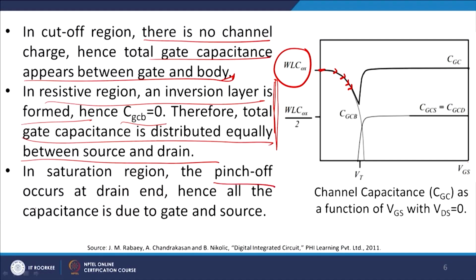Now, in saturation since the pinch off occurs at the drain end, hence all the capacitance is due to gate and source. I think this is pretty clear, because when you pinch off on the drain side, then there are no charge carriers there, because it is all depleted of free charge carriers. So, again it is all being shared by the gate and the source.